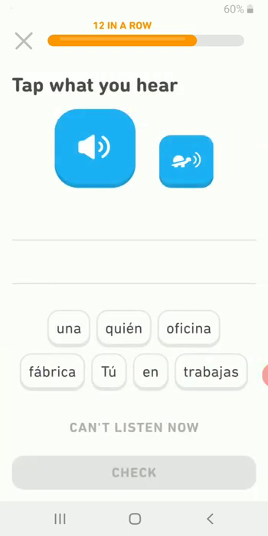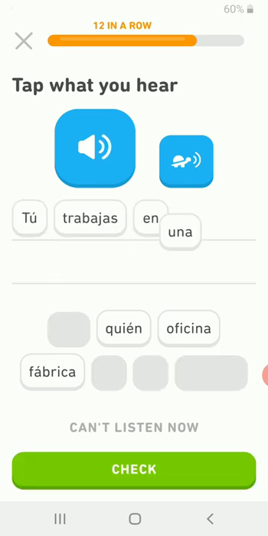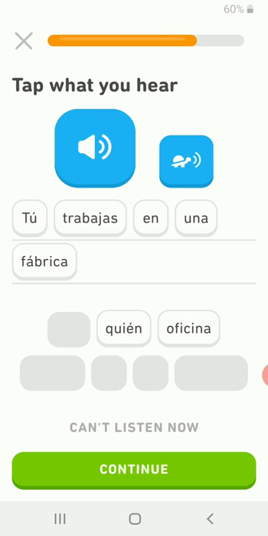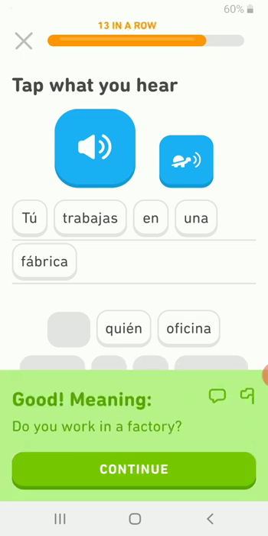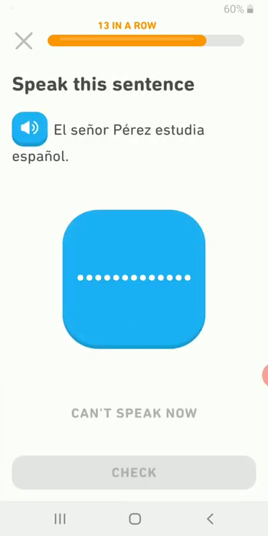¿Tú trabajas en una fábrica? So, fábrica is the word for factory. And so, tú trabajas. Yo trabajo, tú trabajas. Yo trabajo is I work. Tú trabajas is you work. En una fábrica. Fábrica is a factory. And oficina is an office. El señor Pérez estudia español.